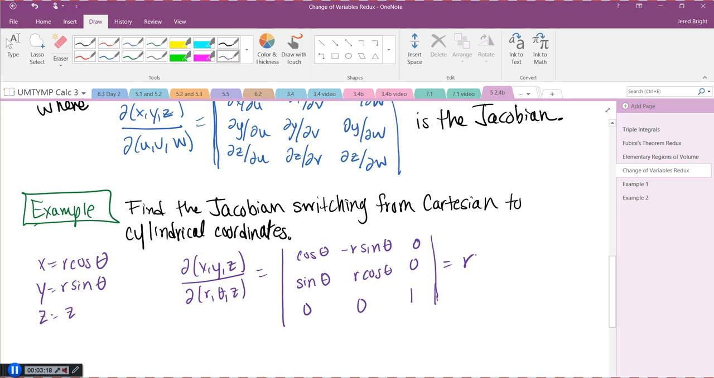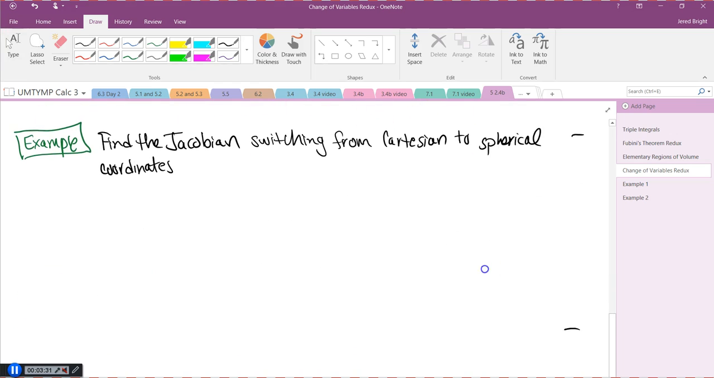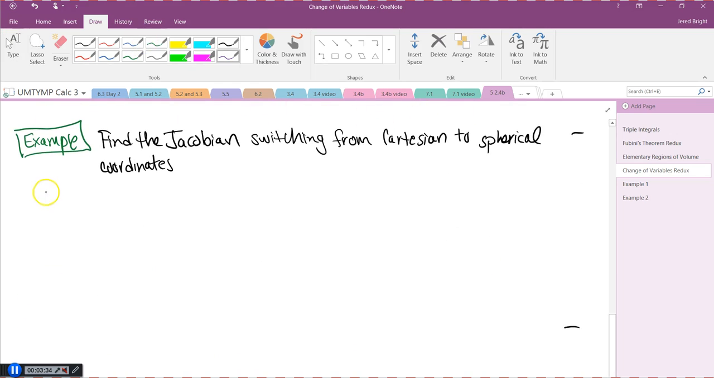So really our expansion factor when we're switching hasn't changed that much, so just remember to include that expansion factor of r. And then similarly when we switch to spherical, just again a quick reminder that in spherical we have x is rho sine phi cosine theta, and then y is rho sine phi sine theta, and then z is rho cosine phi.